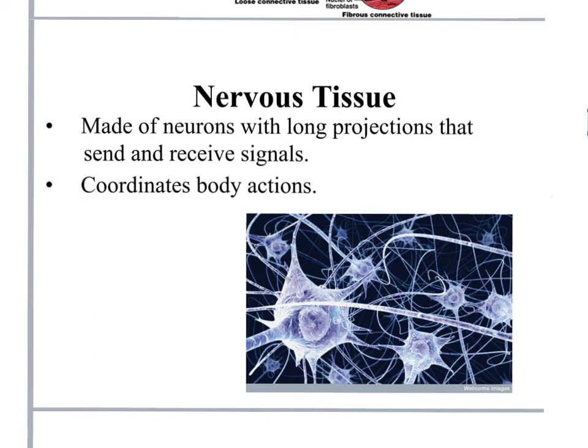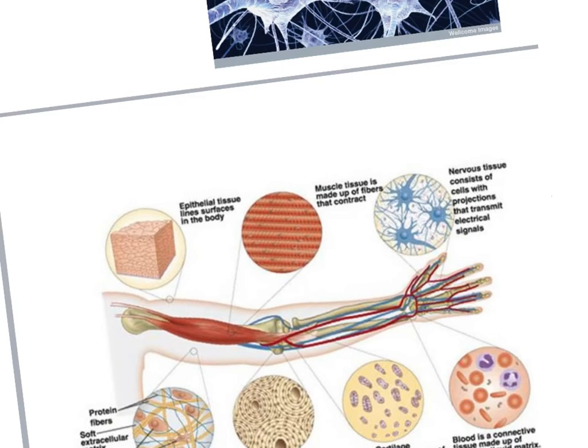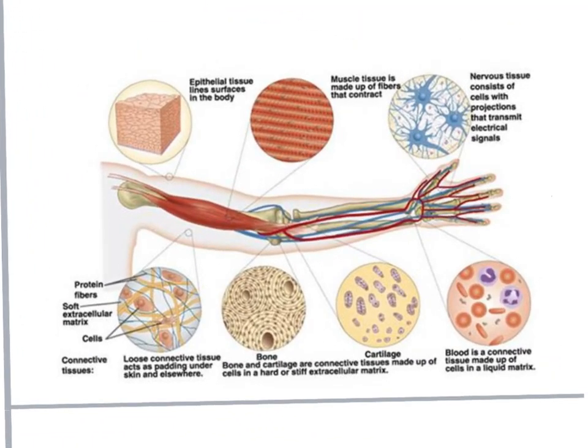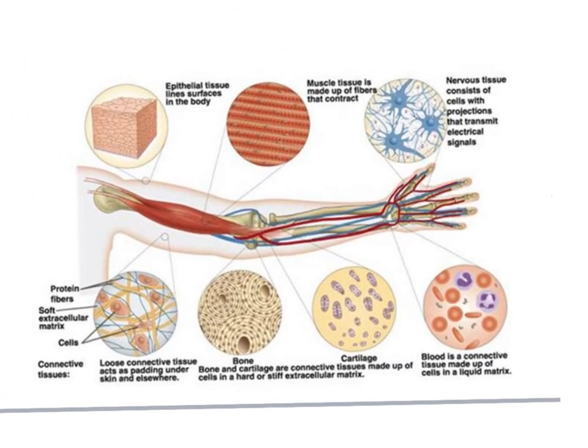So that's basically our four tissues. We have our epithelial tissue, which lines the surfaces in the body to protect, excrete, or absorb. We have our muscle tissues, which contract, whether to create movement, cause the heart to beat, or force something else to move in your body. We have our nervous tissue, which is all of our neurons, which send, receive, and transmit signals throughout the body.